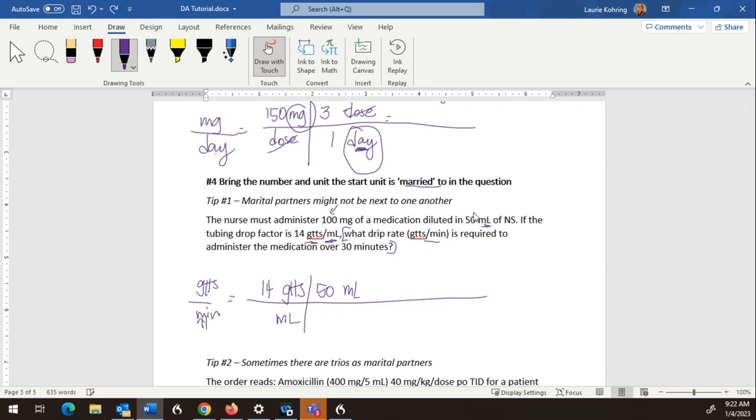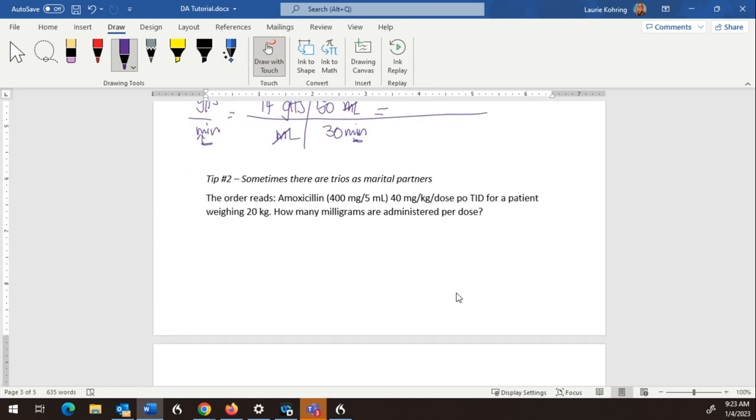These ones are kind of a mirage. And actually, what's married to this 50 milliliters is in a completely different location. So it's 30 minutes. So I'm giving this drug. It's 100 milligrams, yes, but 50 milliliters, it's going to be infused in 30 minutes. So now I have minutes on the bottom, and that's what I needed, and drops on the top. So I can go ahead and stop, multiply across, divide by the bottom.